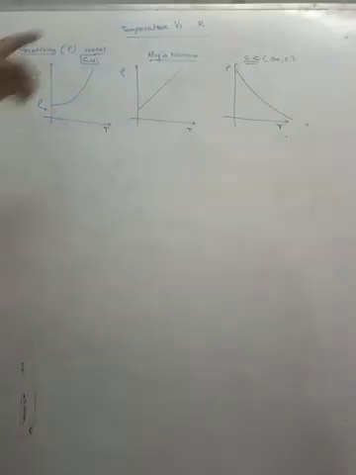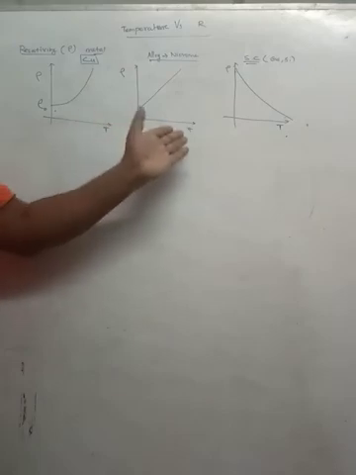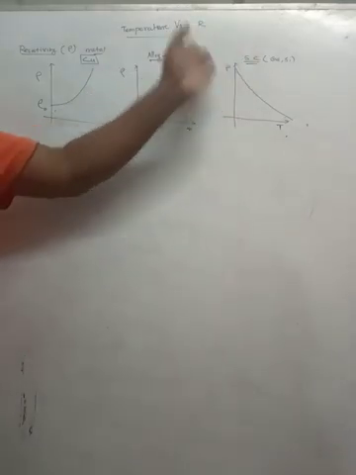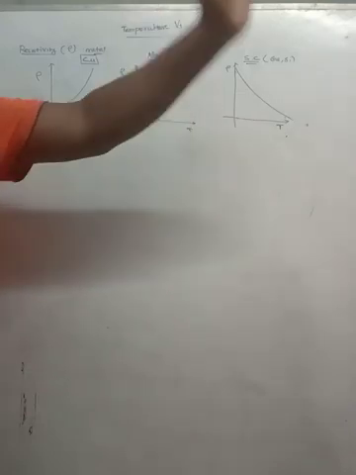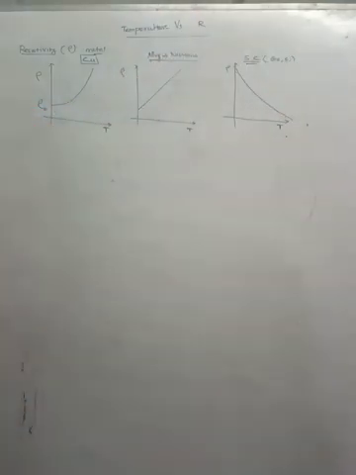See, in the metal, as the temperature increases, the resistivity increases. In the alloy, as the temperature increases, the resistivity increases. But in the semiconductors, it decreases. The explanation for the semiconductor you will learn in the 9th chapter, because there is a separate chapter for semiconductors.